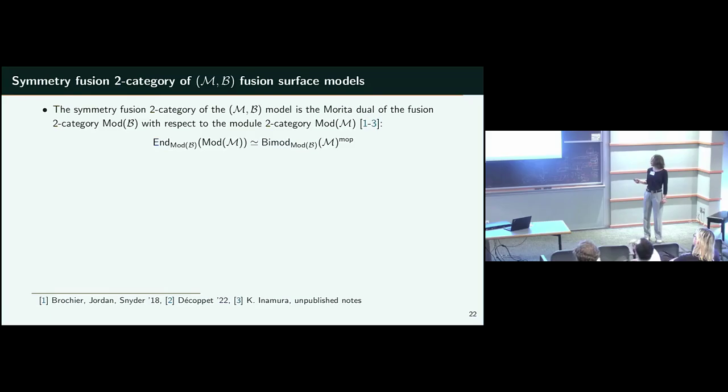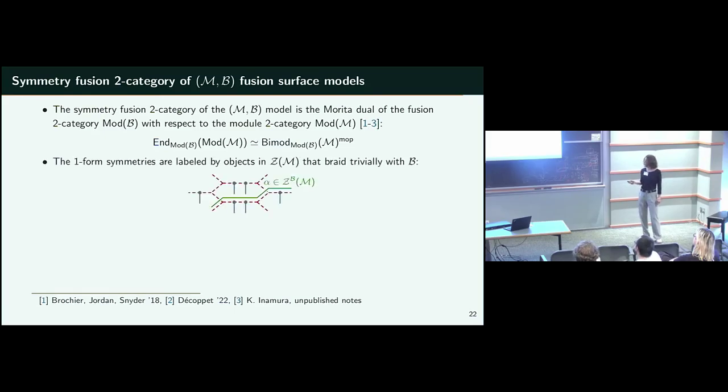So the symmetry should be in the fusion 2-category that is the Morita dual of Mod B with respect to Mod M, where Mod means condensation completion. And there's been some discussion of this particular fusion 2-category structure in the mathematical literature. And what I understood, there are 2 key takeaways. The first is that the 1-form symmetries should be labeled by objects in a Drinfeld center of M that braid trivially with B. And this braiding trivially condition means that we can freely deform the 1-form symmetry past these blue lines.